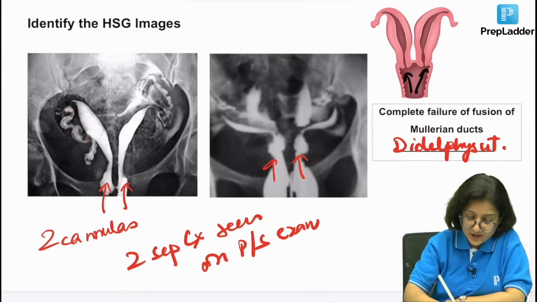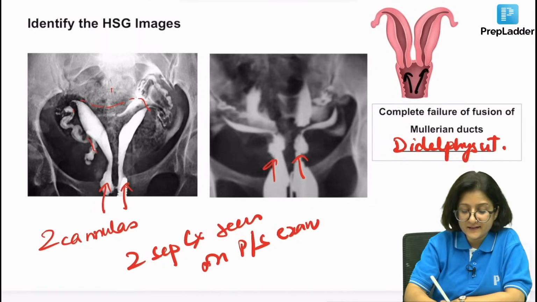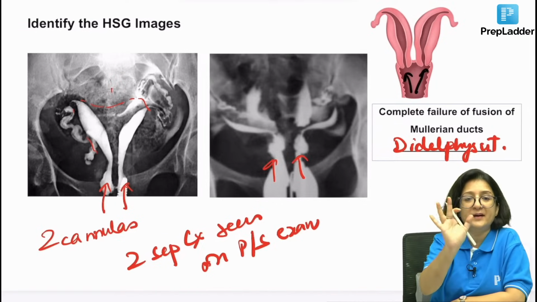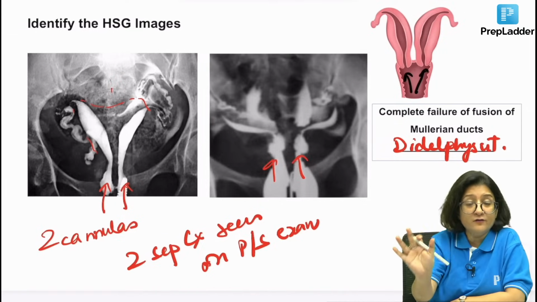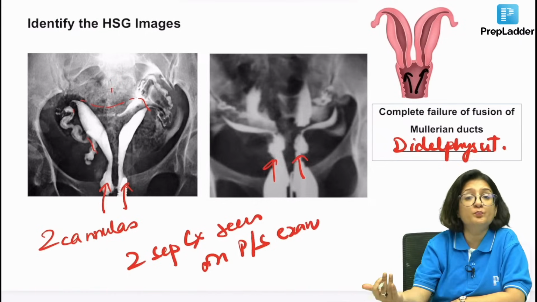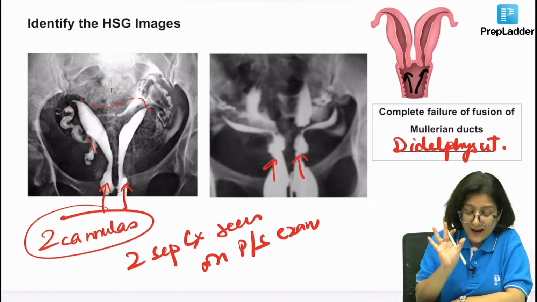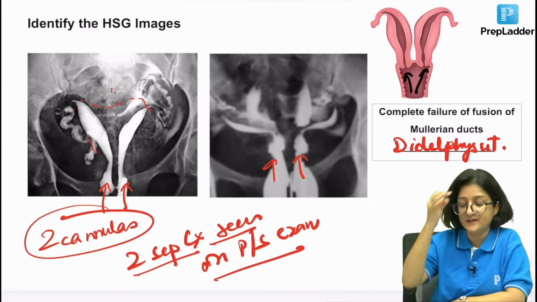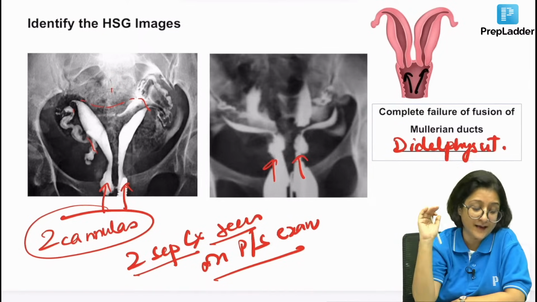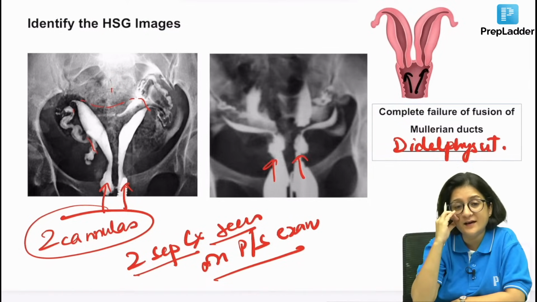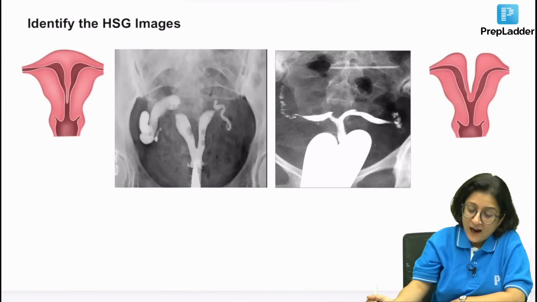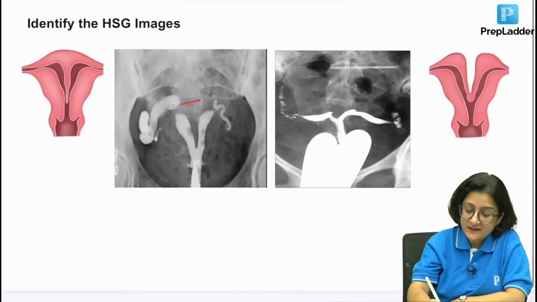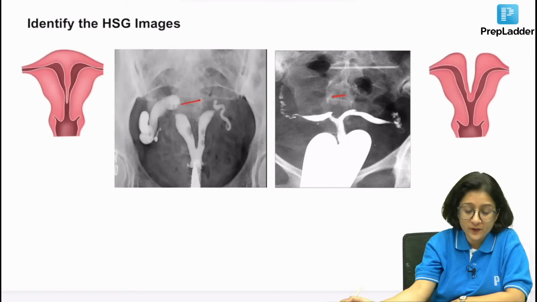See, on HSG, we cannot tell whether there is a dip at the fundus or not. But for image identification, we have to pick up clues. They will either show you two cannulas, or they will mention two separate cervices seen on per speculum examination. Then you pick didelphys as the answer. Identify the HSG images here, right? Again, you cannot see the dip at the fundus, but you can only guess.